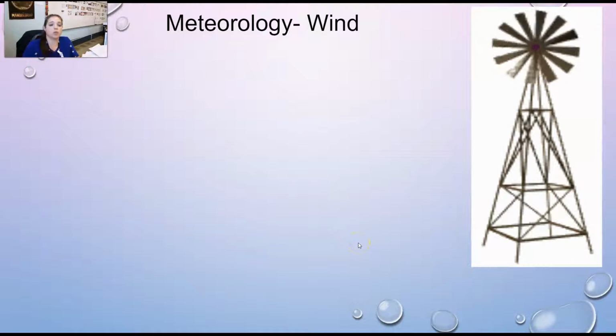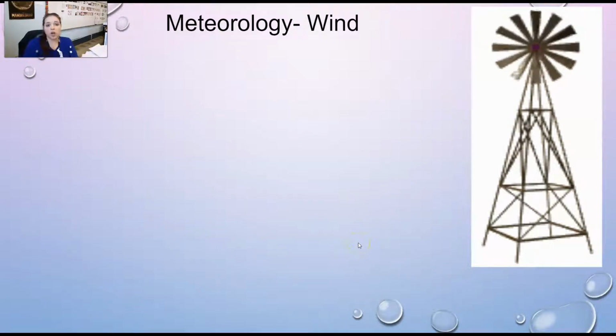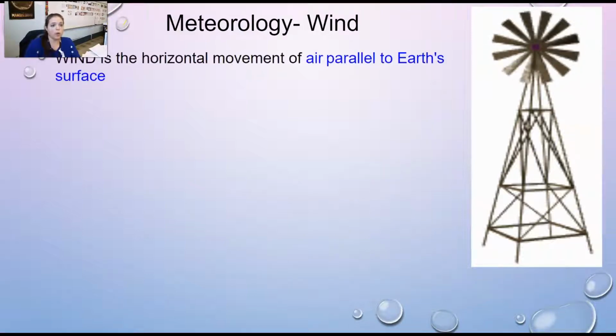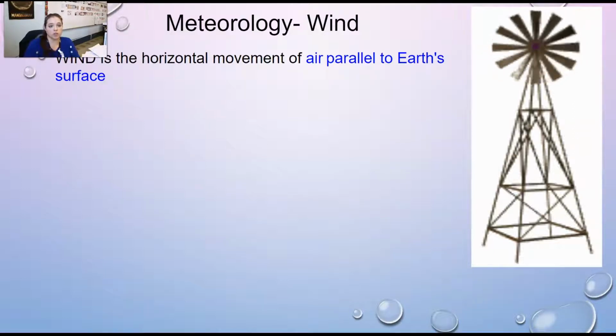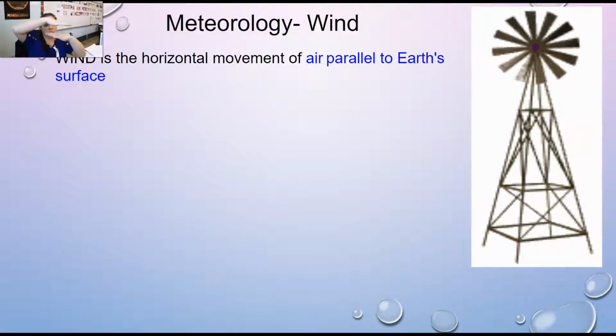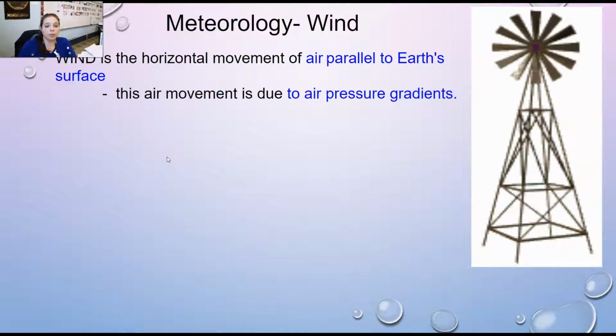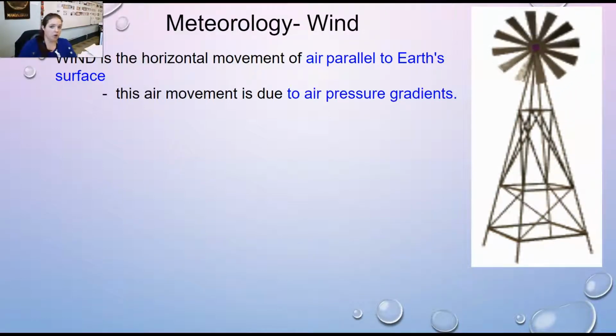So today we're going to be talking about wind. We already went over pressure. Now we're going to look at wind. Wind is the horizontal movement of air parallel to Earth's surface. That just means it's flowing along the same path as the Earth. This air movement is due to air pressure gradients, which just means changes in air pressure.